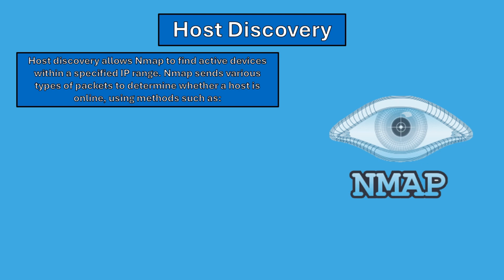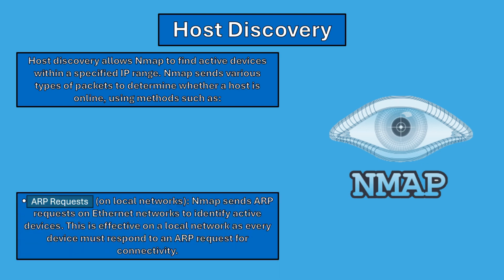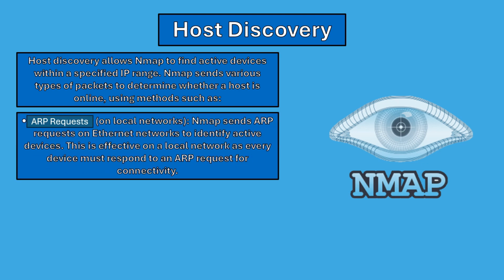NMAP sends various types of packets to determine whether a host is online using methods such as ARP request. NMAP sends ARP requests on Ethernet networks to identify active devices. This is effective on a local network as every device must respond to an ARP request for connectivity.